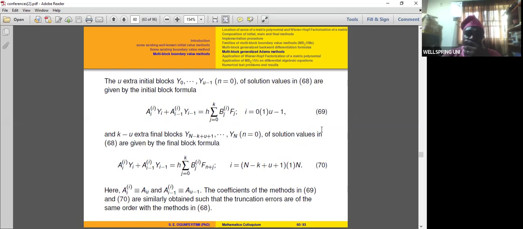Then, how do we form our A_i? Our A_i for the case of initial and final is equivalent to what? A_u, while A_{i-1} is equivalent to A subscript u minus 1. The coefficients of the method are similarly obtained, all in the same approach.